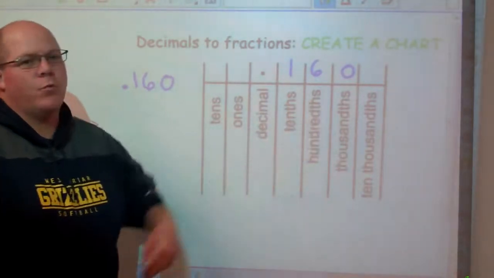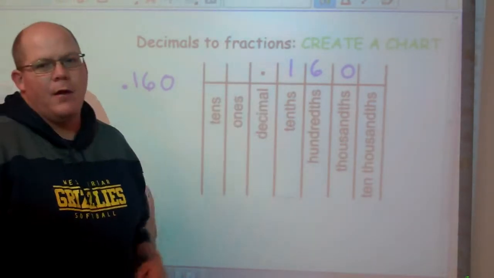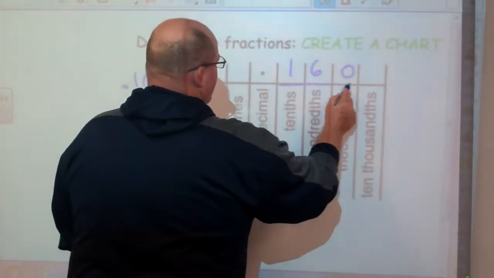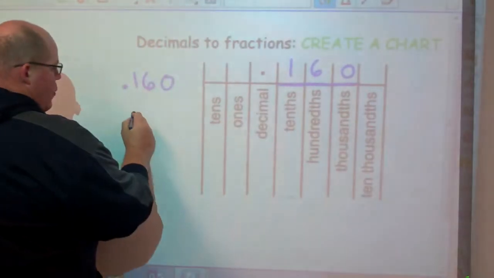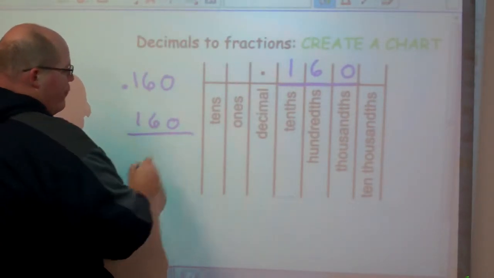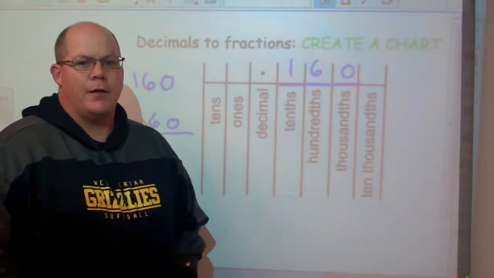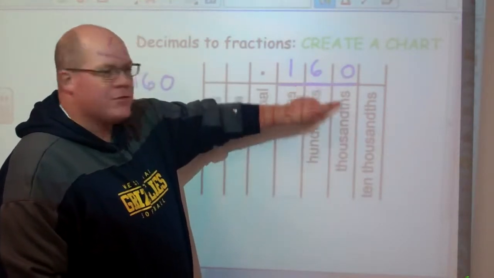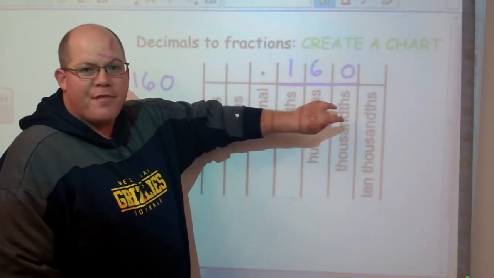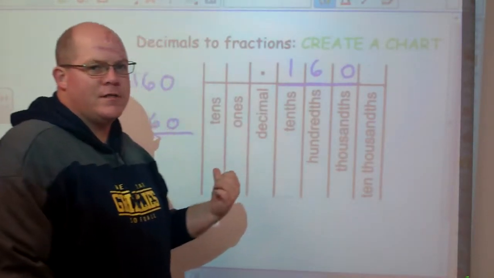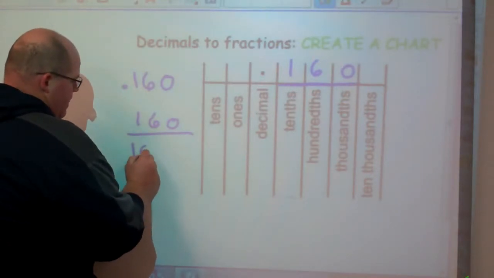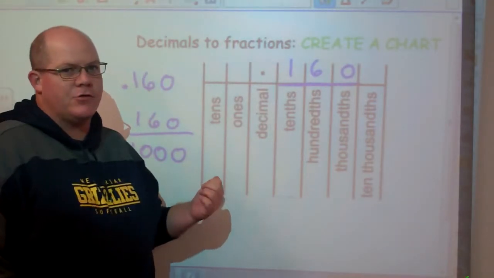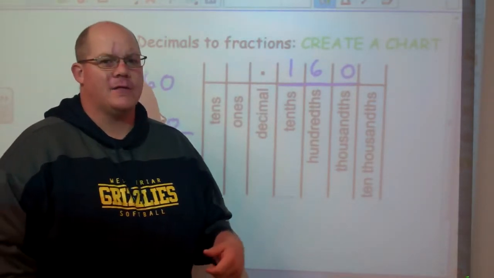Very good. Now that it's in my chart, I'm going to take that number and create a fraction on it. So this is my fraction line here. I have 160 over. Now, how do I know what to put it over? Well, the last digit in my decimal on my chart is in the thousands. So I'm going to put 1,000 underneath the 160 for my fraction. And from that point, you would just simplify your fraction, which I'm not going to do with you guys.